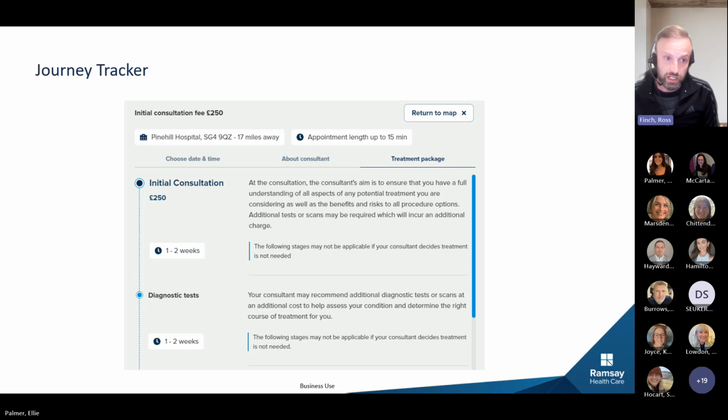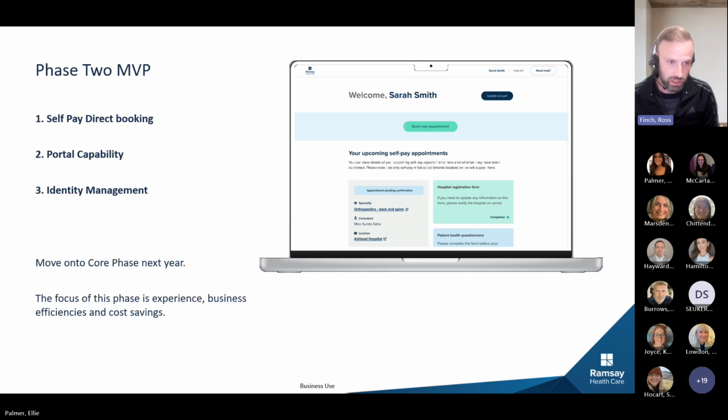So on the next slide, the second phase of our first part of the journey is to build on what we've produced already, but as I said, introduce this portal capability where, as you can see here, someone can log in, update their details, and see what appointments are coming up, whether they need to complete a registration form or a health questionnaire, and become more of a one-stop shop where this information can be added.